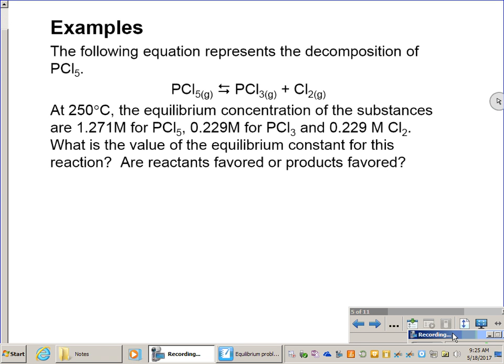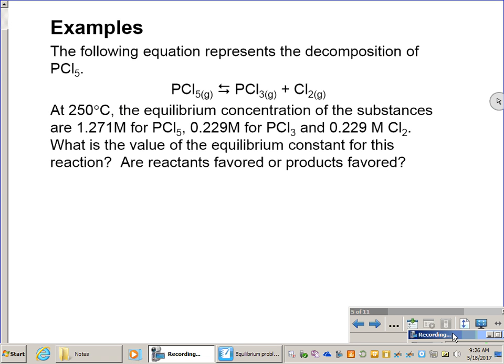I'm not going to do all 9 of these example problems because, for example, 2 and 3 are the same. Number 4 is only different because it's a base instead of an acid. And number 5 and 6 are the same. But we're going to look at a few of these together. I would encourage you to complete the others in your notes and check your work.